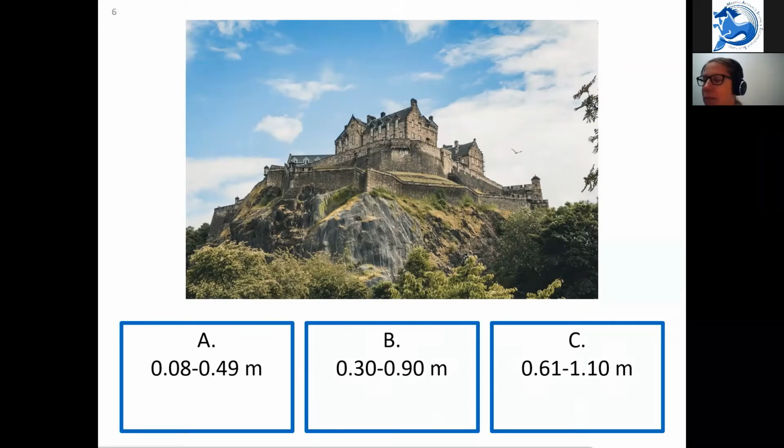We will see sea level rise, so rising sea levels. And the question here is, what is the projected sea level increase relative to 1981 to 2000 for Edinburgh, which is why I have a lovely picture of Edinburgh, by the end of the century, so 2100, for a high emission scenario? And your choices here are 0.08 to 0.49 meters, 0.3 to 0.9 meters, or 0.61 to 1.1 meters.